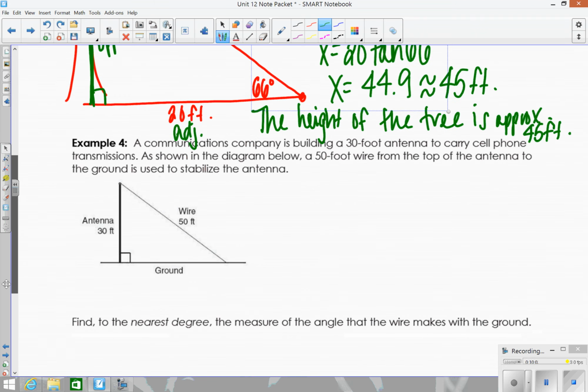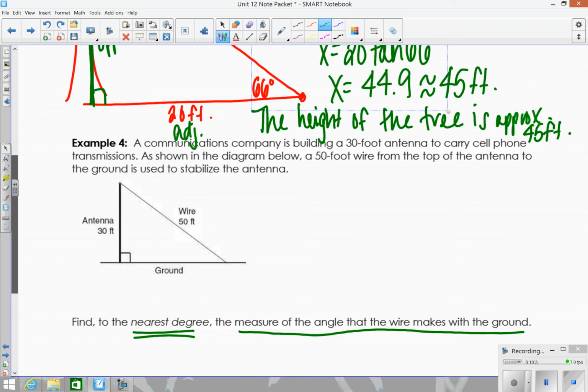All right, so let's look at another example. So this example is talking about a communications company that's building a 30-foot antenna to carry cell phone transmissions. As shown in the diagram below, a 50-foot wire from the top of the antenna to the ground is used to stabilize the antenna. So find to the nearest degree, so the nearest whole number, the measure of the angle that the wire makes with the ground.